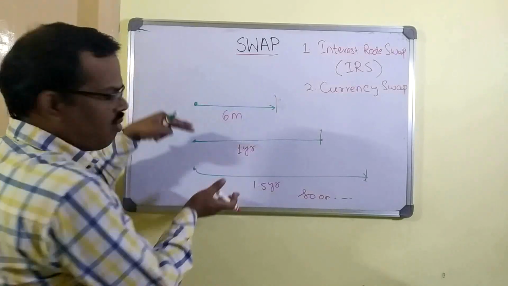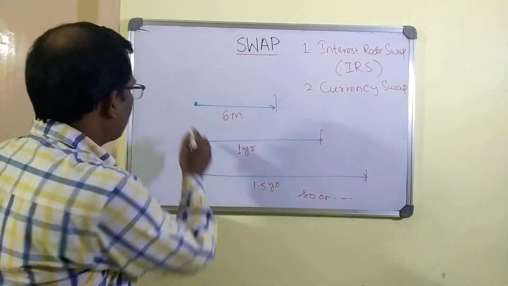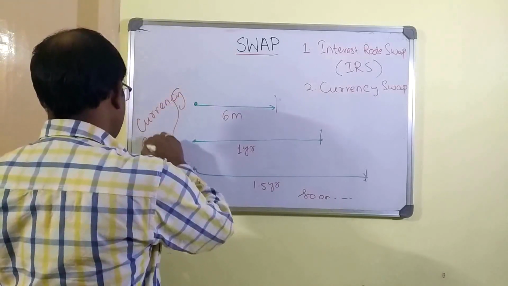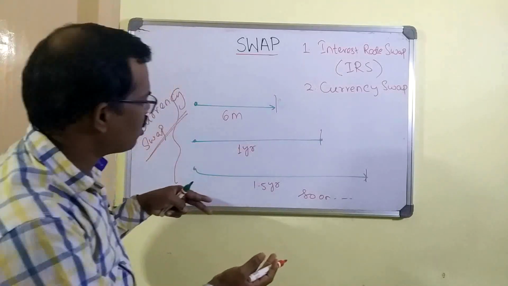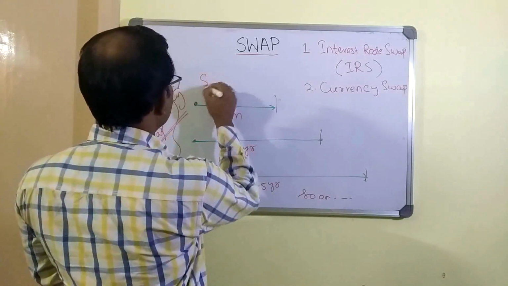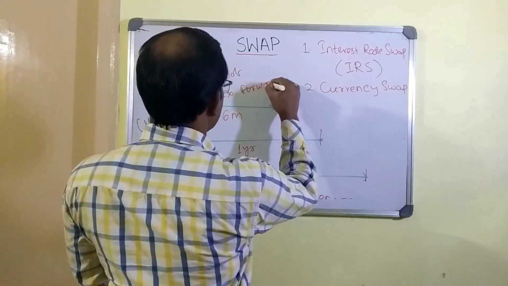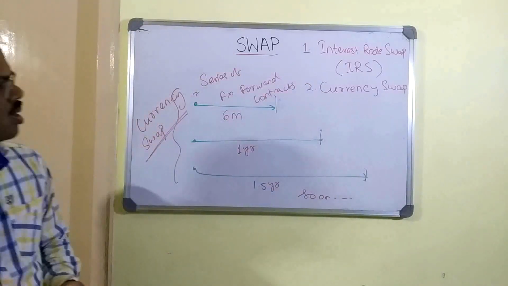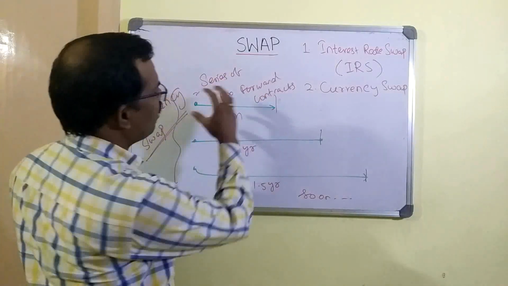Now, a combination of this type of forward contracts, a combination of several forward contracts becomes a swap, a currency swap. This is popularly known as currency swap. This type of arrangement or bundling together of several forward contracts is called a currency swap. So currency swap is nothing but a series or a bundle of FX forward contracts.